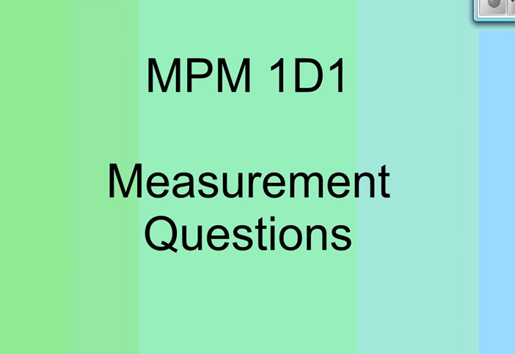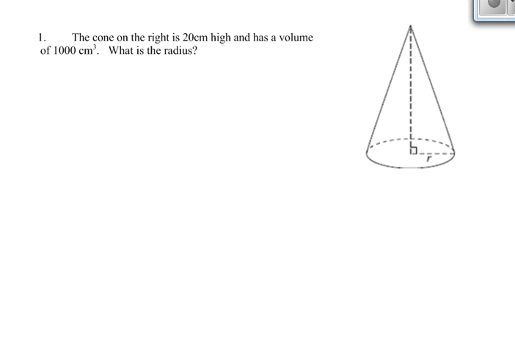Let's look at the first question. Oh, and don't forget to have your formula sheet with you because your formulas do not have to be memorized, they just have to be used properly. So, first question says, the cone on the right is 20 centimeters high and has a volume of 1,000 centimeters cubed. What is the radius?